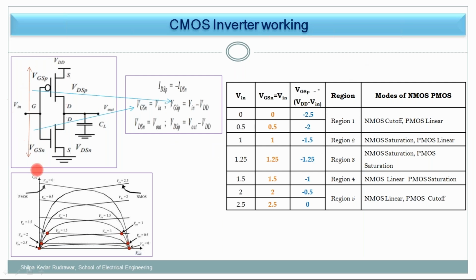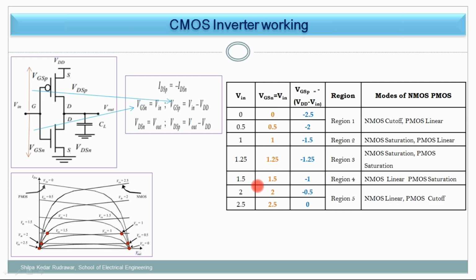So again, I am repeating: if the working of the inverter is asked in the exam, as a theory or subjective type question, first you need to draw this diagram with proper notation. You need to mention these particular equations, and then you need to draw this table. I need to find out the VGSN and VGSP. That's why I am finding this value for each input. Hope the things are clear with you.